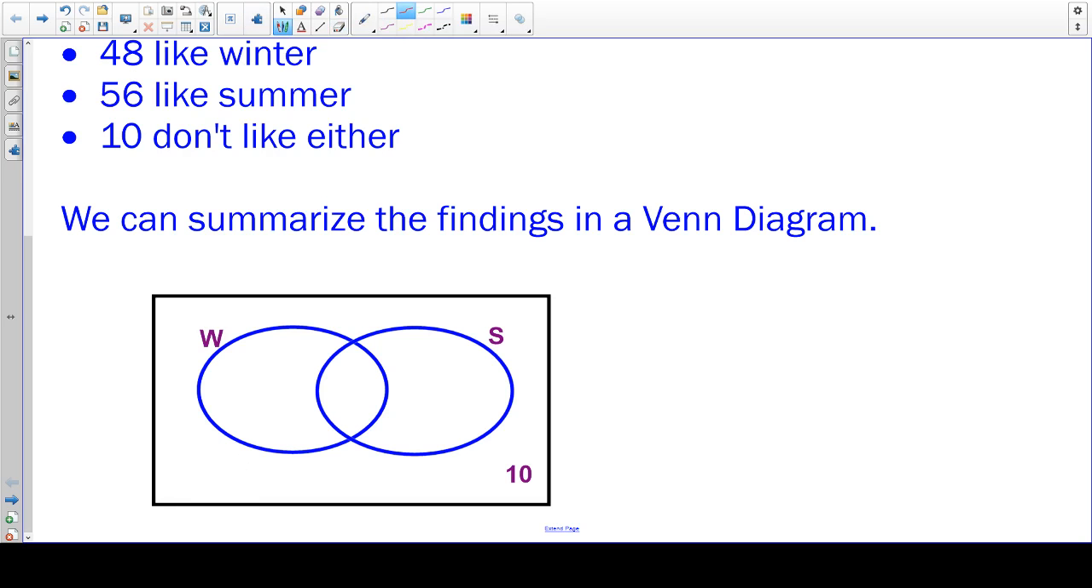But it says 48 like winter and 56 like summer. How do we do that? Well, there's going to be some people that like both winter and summer. So really, how do we find out what goes on each of those spots in the Venn diagram? Has anybody seen a Venn diagram before? Okay, good. Venn diagrams are a staple on your provincial exam in June.